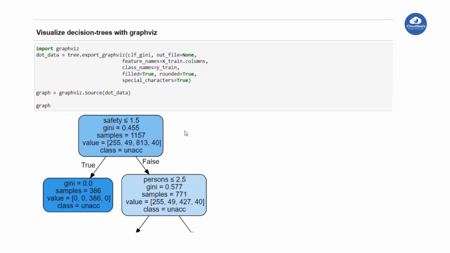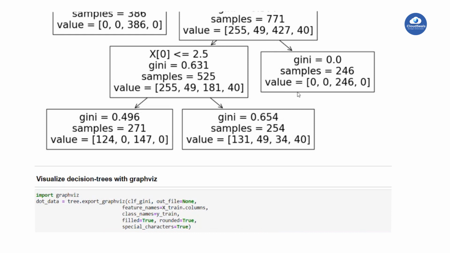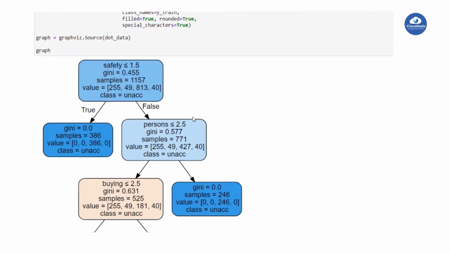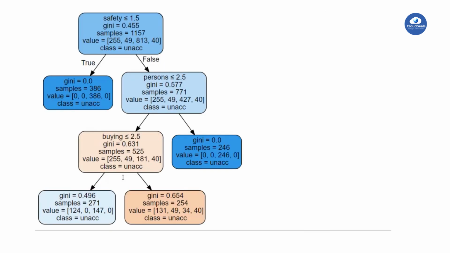Here I gave x5. We don't know what is x0, what is x5, like that. If you want to see the exact attribute name, you can use this one. Safety, this is the person's attribute. This is the buying attribute, like this.